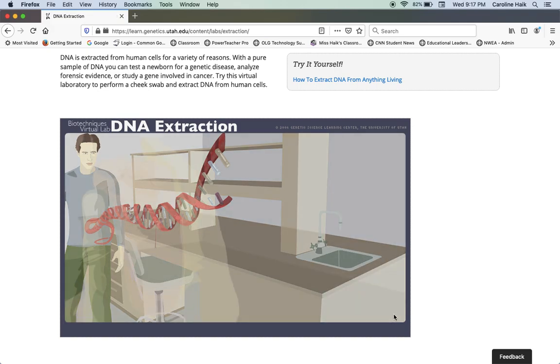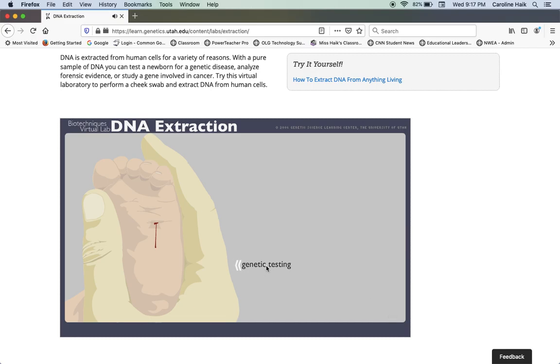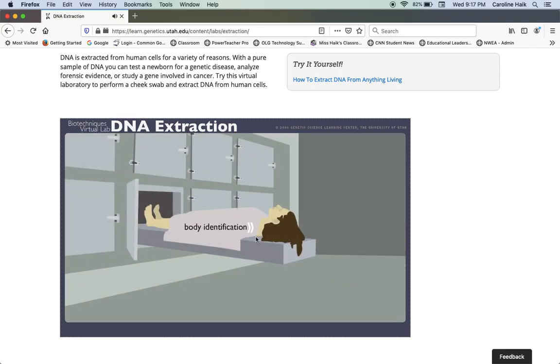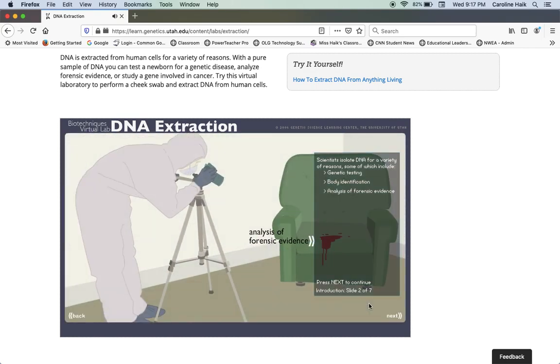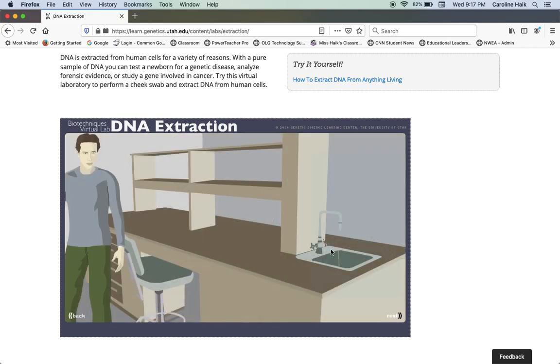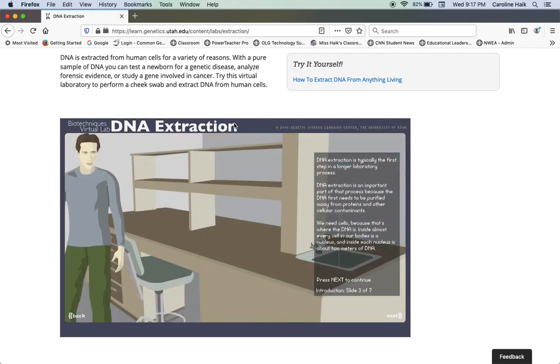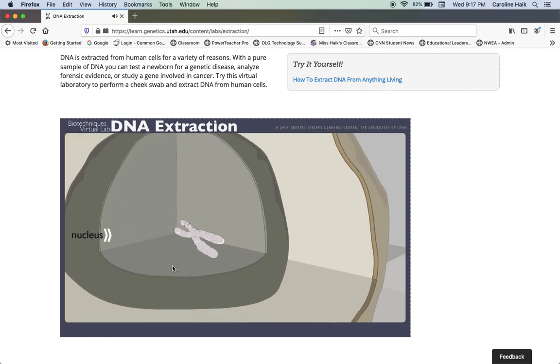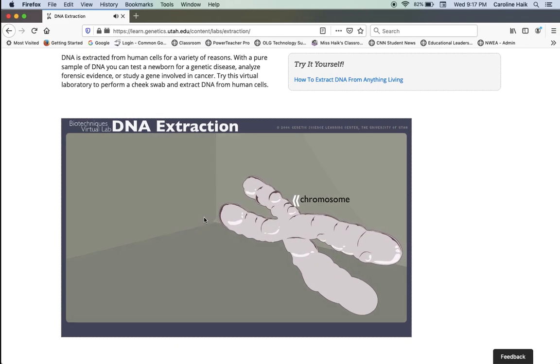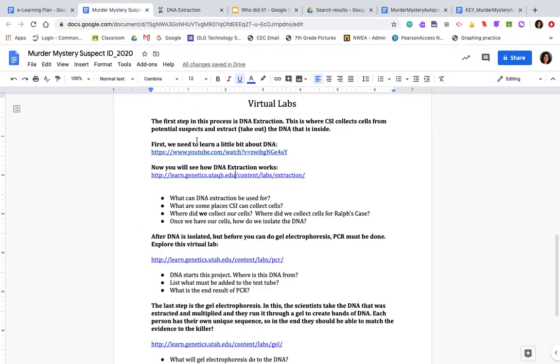Okay, the next button is right here. It's kind of hard to see. You'll read through it. Okay, there will be some points when they will ask you to like move things to actually do the lab, but it is important that you are reading through this because this is going to show you how the lab works and how you're extracting this DNA. There are questions for you right here. This question right here, where do we collect the cells for Ralph's case? Think about what we just talked about with the autopsy.